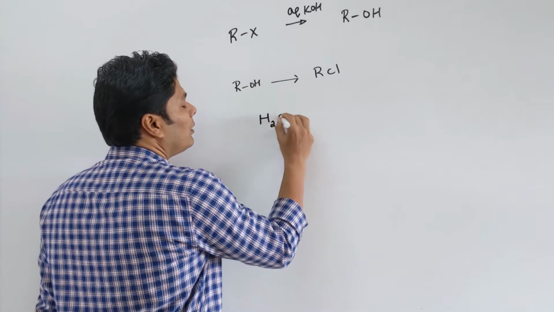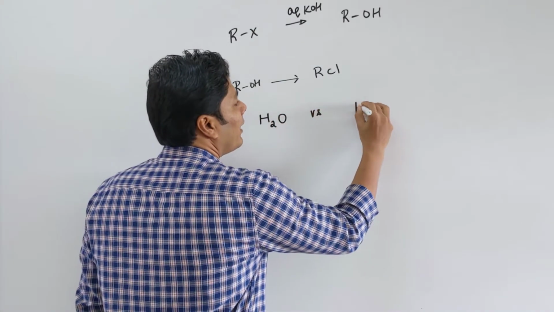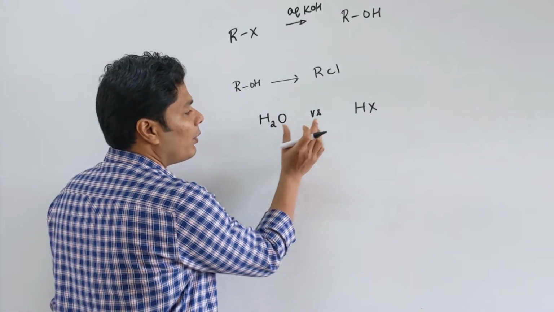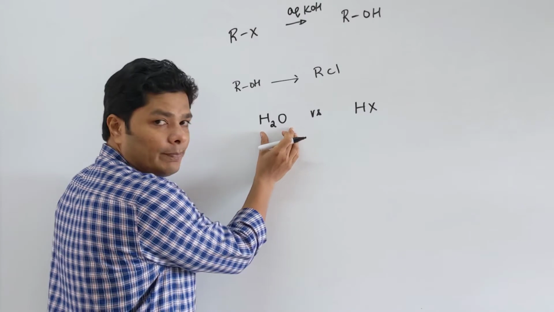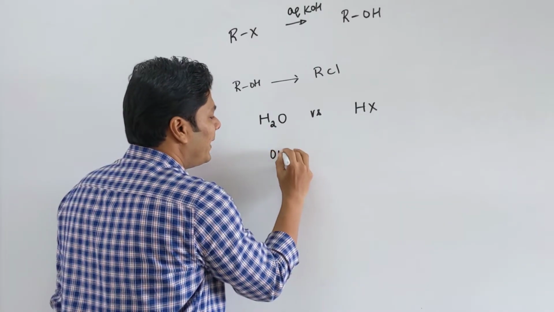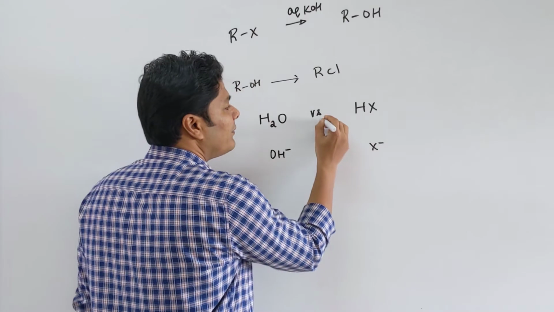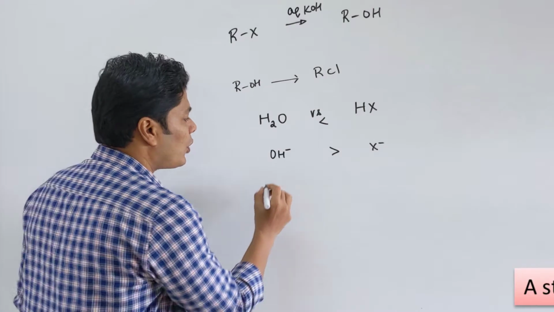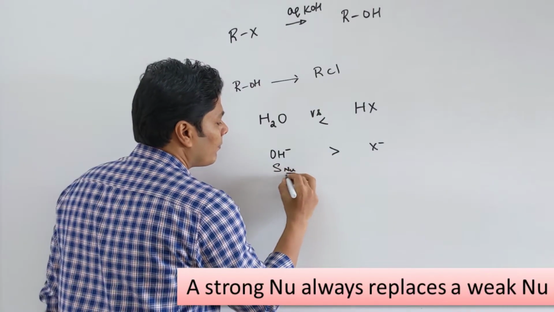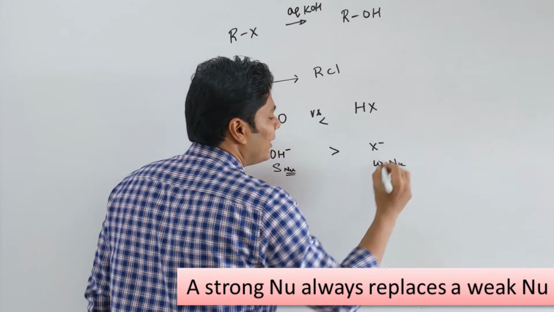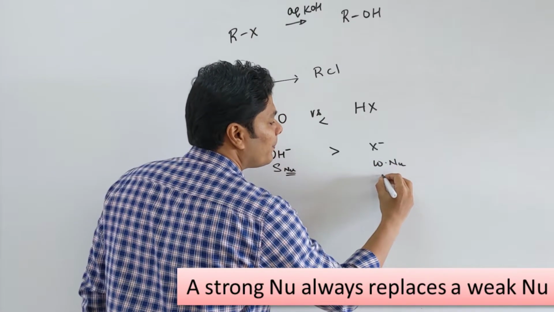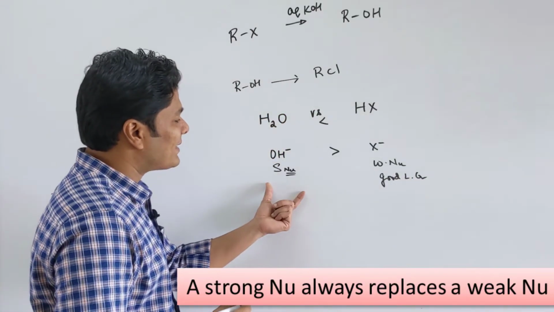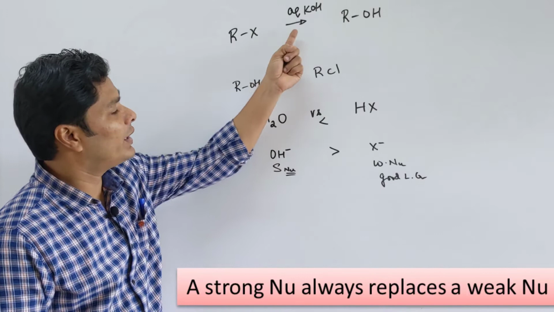Let us consider water versus HX, HCl, HBr, HI does not really matter. Now, I know that my HX is a stronger acid than water. So, the corresponding conjugate base, if this is the strength of acidity, this is the strength of basicity. So, OH minus is a strong nucleophile, this is a weak nucleophile. A weak nucleophile is also a good leaving group. So, OH minus can easily replace X minus, and that is what I have shown here, aqueous KOH we can do.